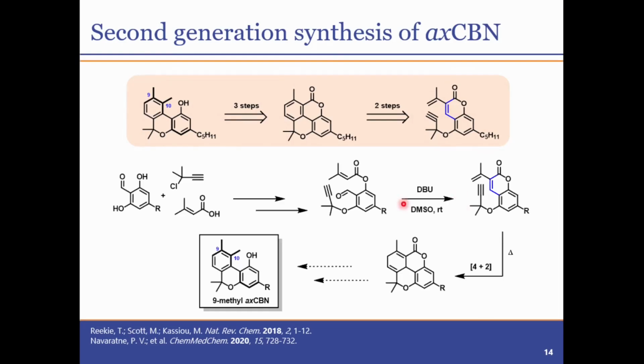So to do that, we started off with a series of these aldehyde resorcinol derivatives. And through very established literature protocols, we can take dimethyl propargyl chlorides and acrylic acids and couple them in strategic ways to generate these alpha beta unsaturated esters that in the presence of a base like DBU can undergo a condensation reaction to form a bond here with the loss of water, forming this coumarin diene. And so this was a key intermediate in our synthetic protocol.